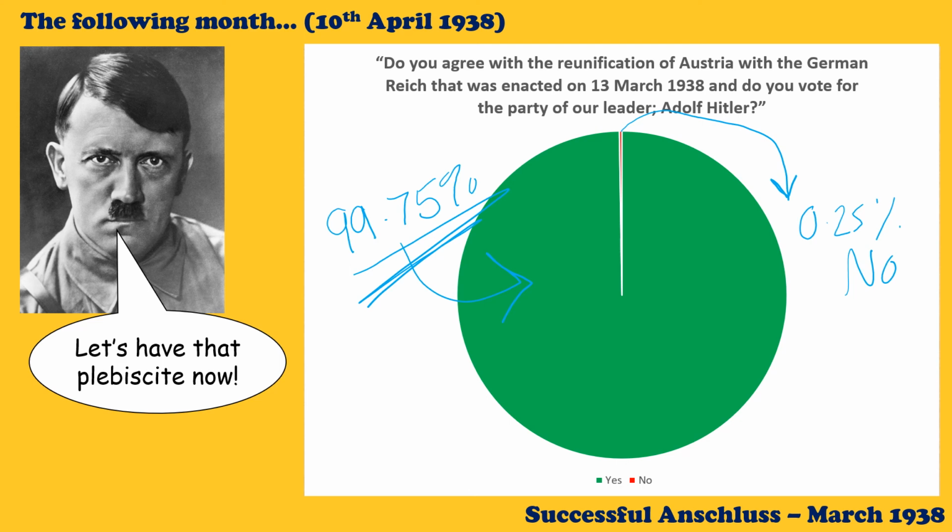But to the outside world, people are going to see that result. People like the leaders of Britain, the leaders of France, and so on. They're going to see that result and go, hey, he's only doing what the people want. And it looks like the people of Austria really, really want a Nazi leadership and want to unite with Germany under the leadership of Adolf Hitler.